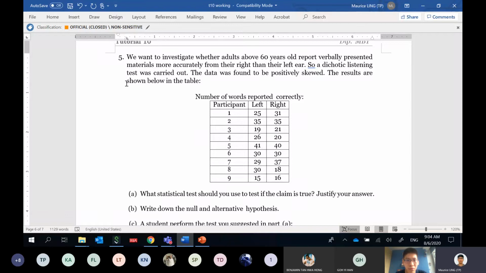Okay, so question 5, we want to investigate whether adults above 60 years old report verbal presentation of materials more accurately from their left or right ear. Okay, so a test is carried out. The data, the number of words reported correctly, is found to be positively skewed. As you get older, your left and right ear start to behave differently. That is why elderly adults tend to be more prone to falls, because the balancing is off as well.